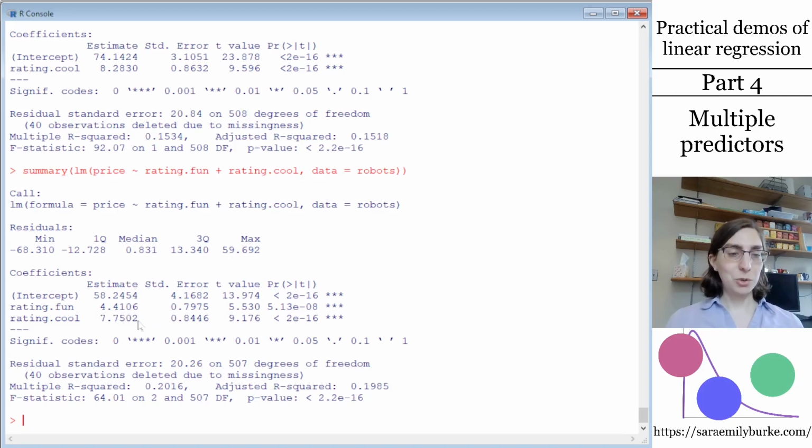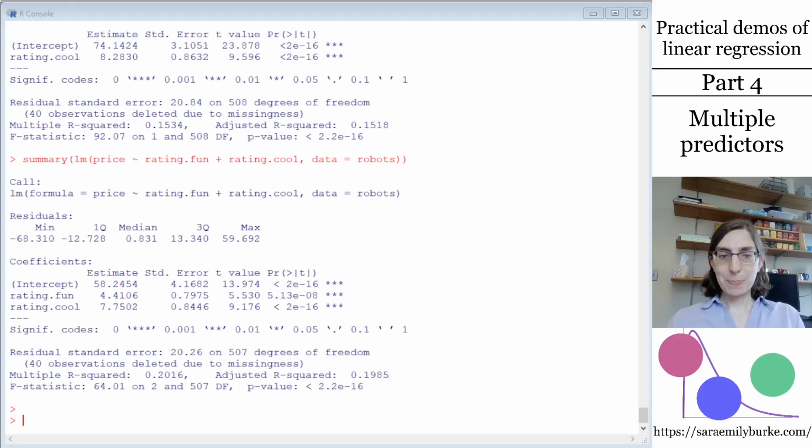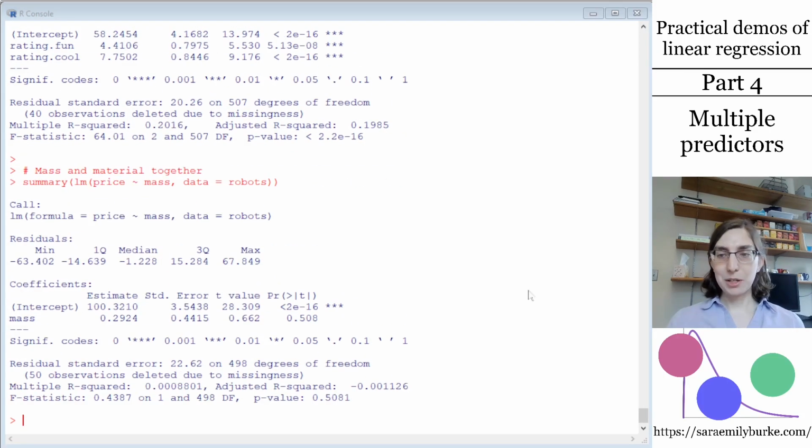That's like a heuristic way of thinking about what's going on. This is the association between cool and price, assuming we already know the information about how fun the robot is. In the next example, I want to look at mass and material predicting price.